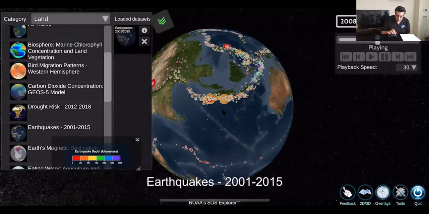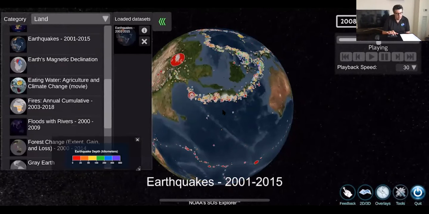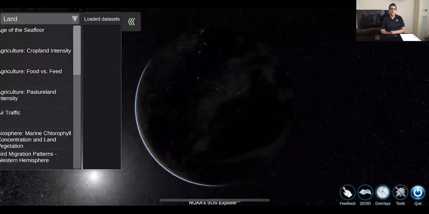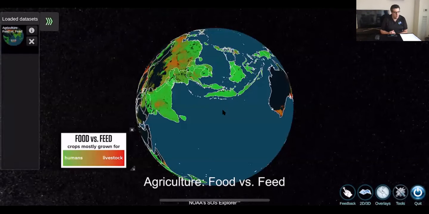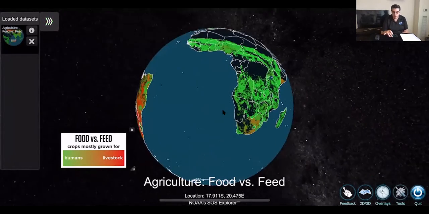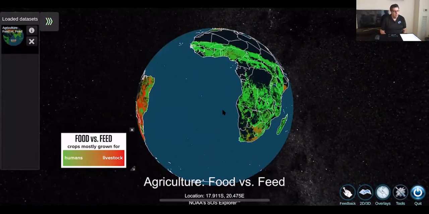And lastly, we're going to finish up with a different kind of data set. This is looking at land use, all right? So this is agriculture, food versus feed, okay? So the green areas are areas where crops, food is being grown to feed humans, us, right? Whereas red are areas where the food is being grown to feed animals, like livestock, right? Which most of them become food for us as well. And then orange is kind of equal there.